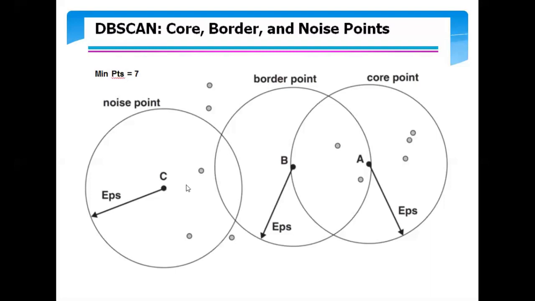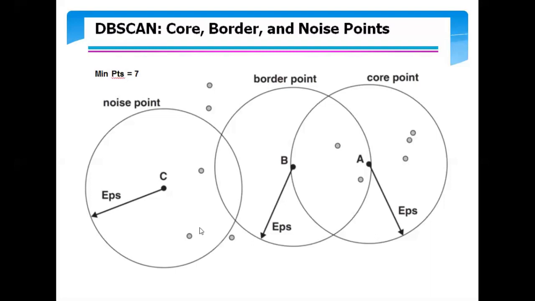No, it is not a core point because it is not satisfying the criteria of minimum points of 7. So here we are considering C as not a core point. Now we'll check whether C is a border point. Now C is not nearer to any core point. So the core point is A, and C is not nearer to A. Hence C is not even a border point. So lastly, the only left out point, which is neither a core point nor a border point, is a noise point. So C is now considered as a noise point.